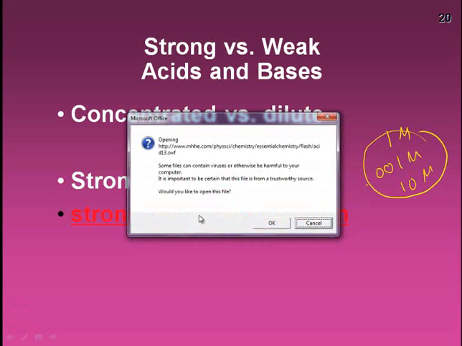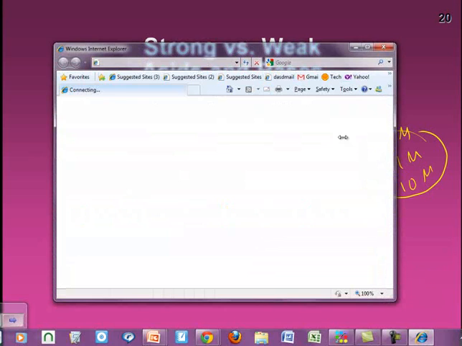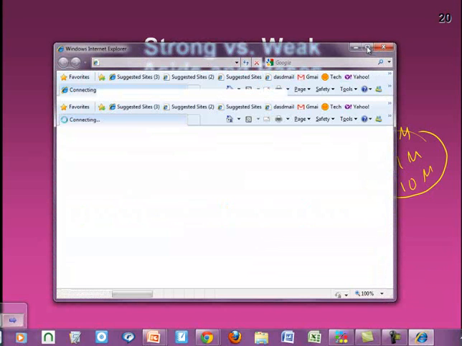So you can have a concentrated acid that's strong or weak, or a dilute acid that's strong or weak. Okay? So strong or weak don't refer to concentration.